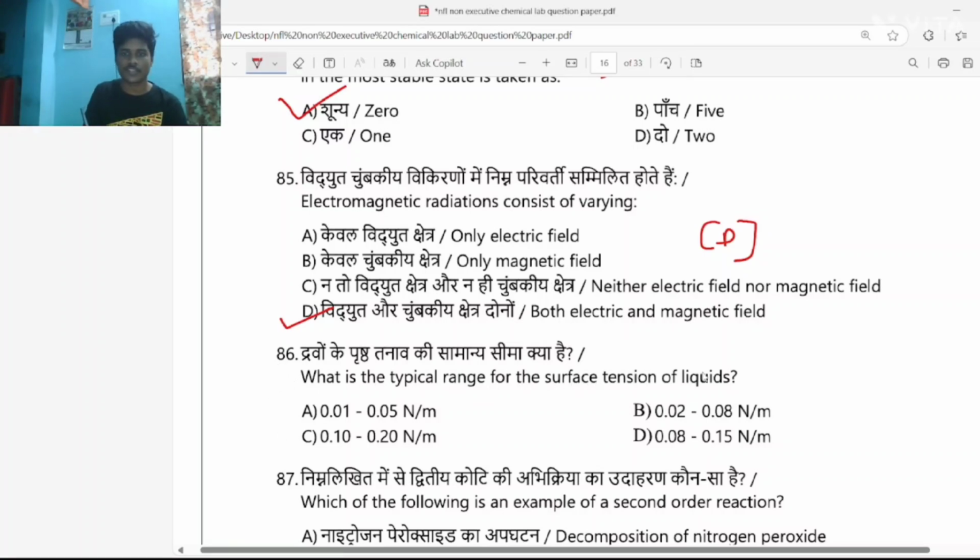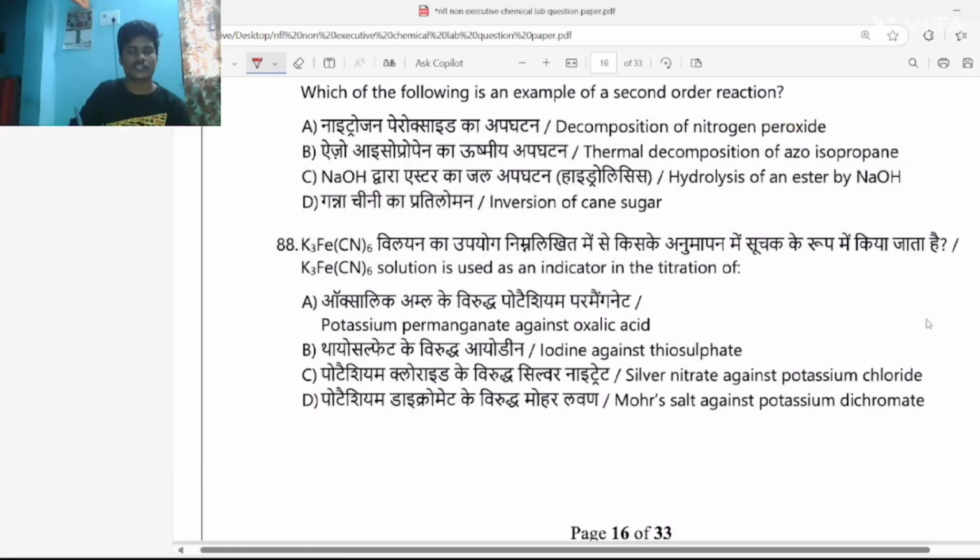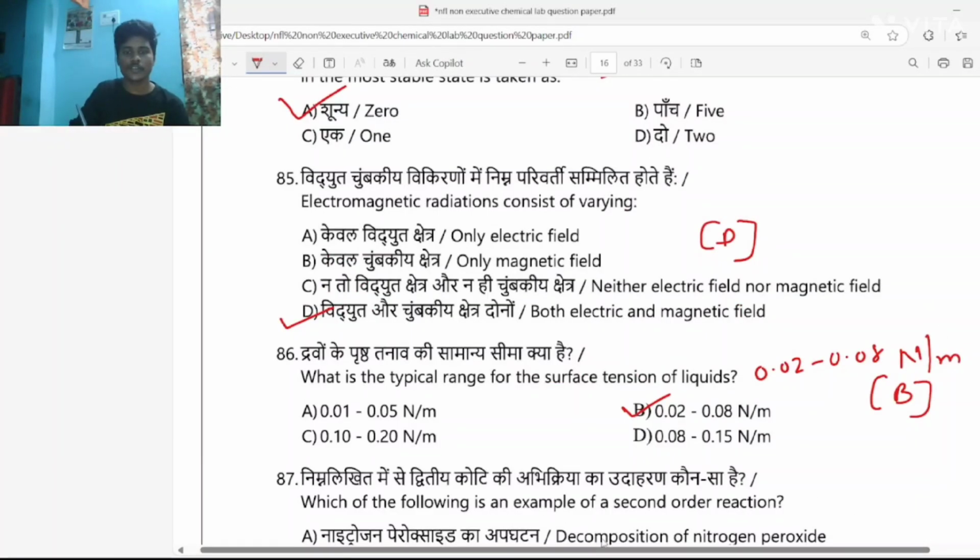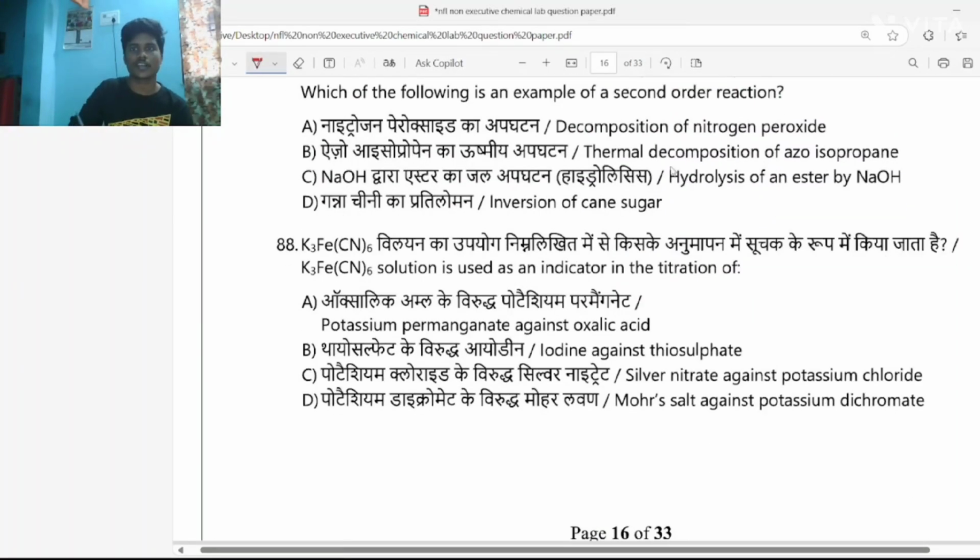Next question. Which of the following is an example of second order reaction? Second order reaction, let me check the options. Decomposition of nitrogen peroxide, no. Thermal decomposition of azoisopropane. Hydrolysis of an ester by NaOH, inversion of cane sugar. Answer is option C is the correct answer, because all the other three are first order reactions and C is the pseudo first order reaction. Yes, but sometimes based on the reaction conditions it acts as a second order reaction also. So option is option C, not A, B or D.